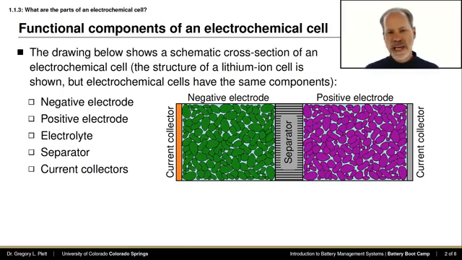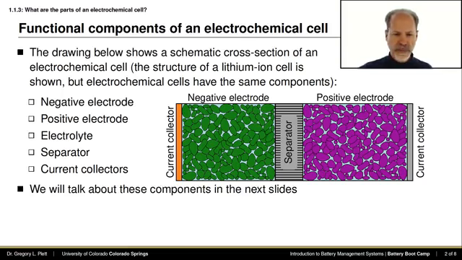So whenever you see an electrode that's colored green, that will be a negative electrode. Whenever you see an electrode that's colored purple, that will be a positive electrode. Whenever you see a current collector that's colored orange, that will be a negative electrode current collector. And finally, whenever you see a current collector that's colored gray, that will be a positive electrode current collector.